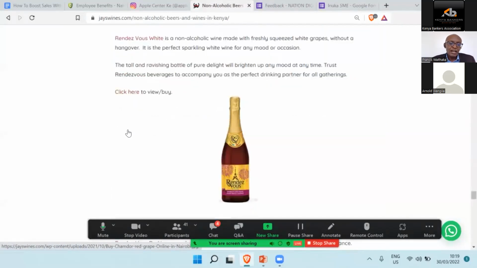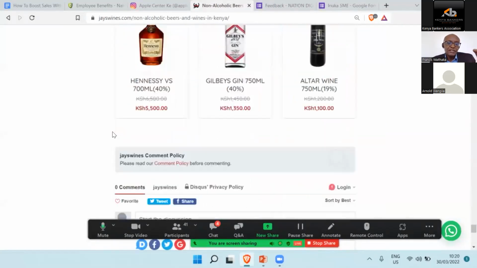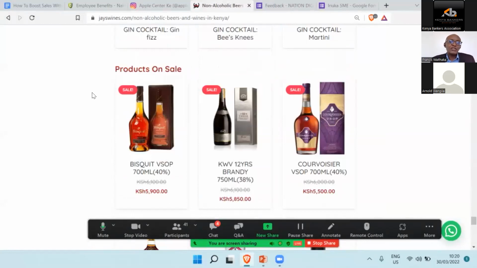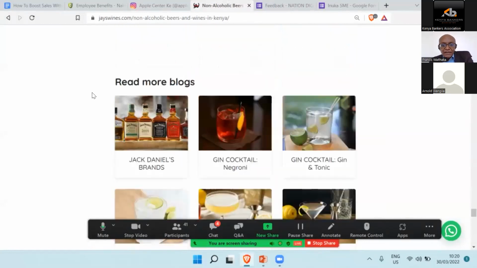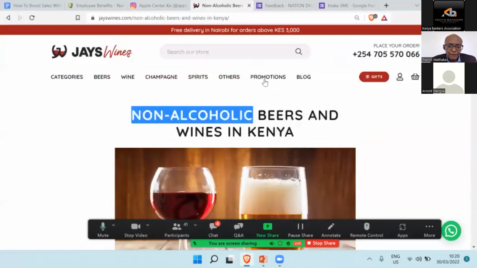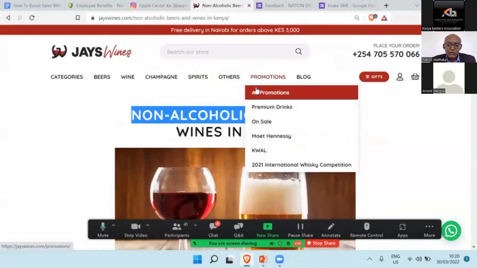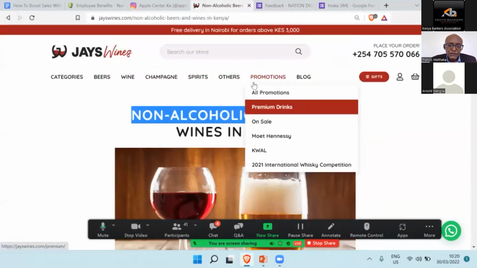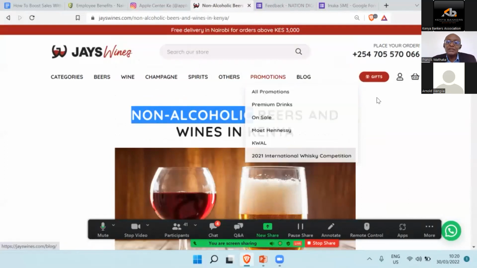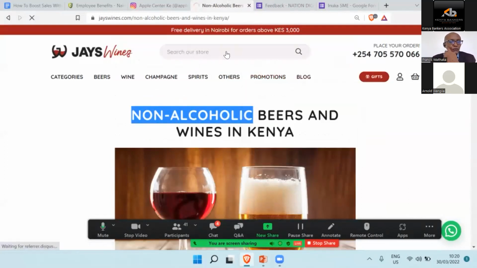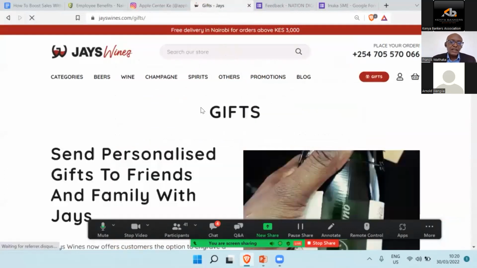And at the bottom, you can see they are now cross-selling and saying, you can try our products. You can go to their website and find a lot of things. For example, if you are looking for a gift for your friend or for your family, you can also go there. If they don't like alcohol, there are drinks that you can buy and give as a gift. And that's very, very interesting.